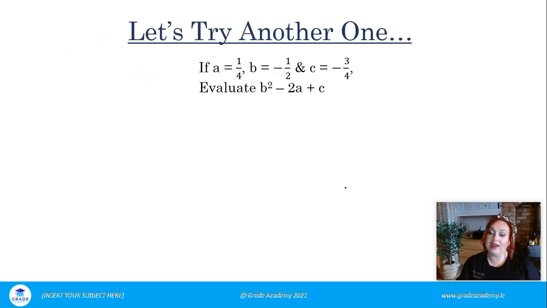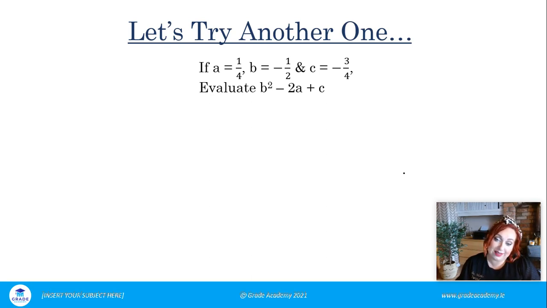Let's try another one. And the reason I'm showing you this one is because there are fractions and we have a little bit of work to do with fractions down the road, but at the minute I want to make it very, very clear that a fraction is the same as any other number. It is literally just a number.